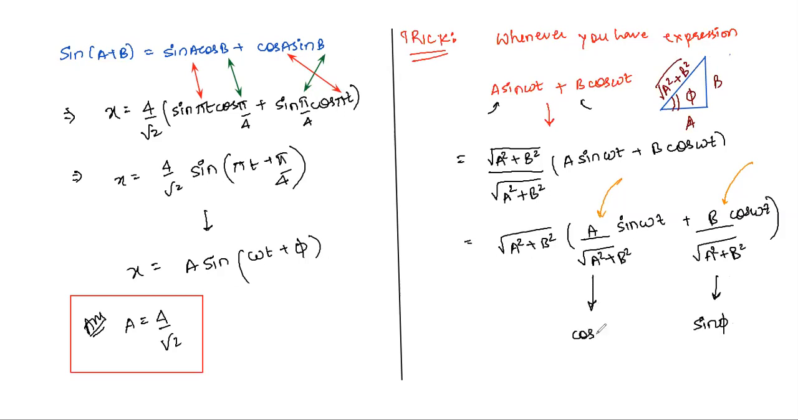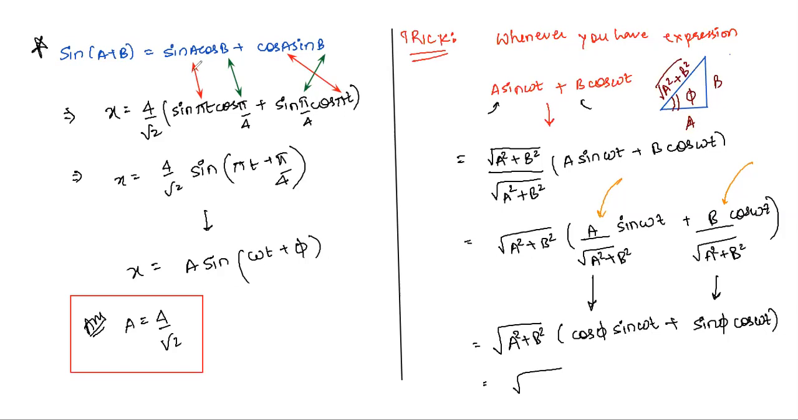So we have cos phi is a by under root of a square plus b square. So how does our equation transform? Now our equation becomes cos phi sine omega t plus sine phi cos omega t. Correct, Atul? Yes, sir. Now what kind of equation do we get? We get an equation in the form of sine A plus B, absolutely correct: sine omega t plus phi.